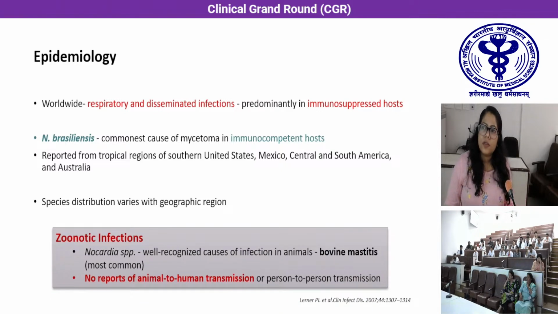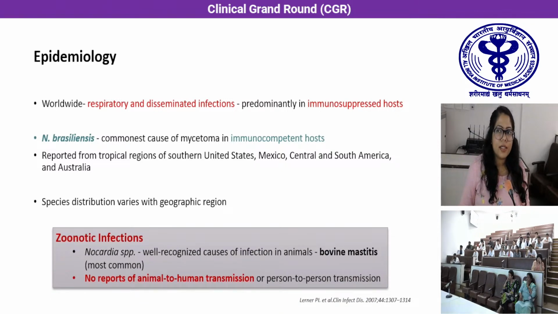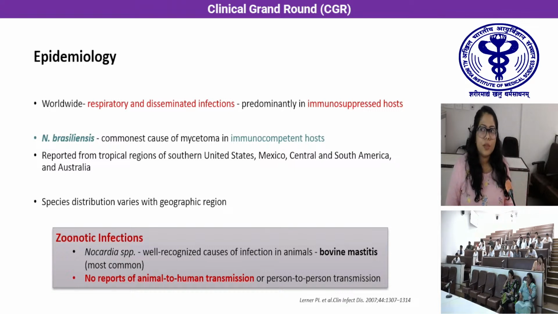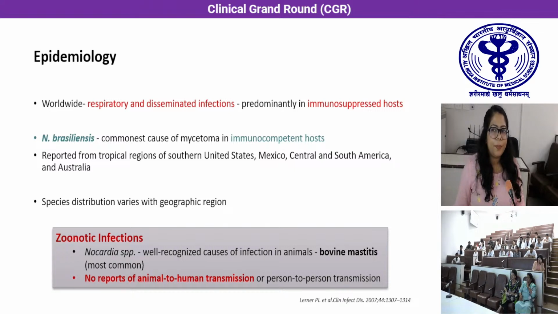And ma'am has also discussed this point that Nocardia species is a well recognized cause of infection in animals, and the most common, they cause bovine mastitis. But as of now, there are no reported animal to human transmission.